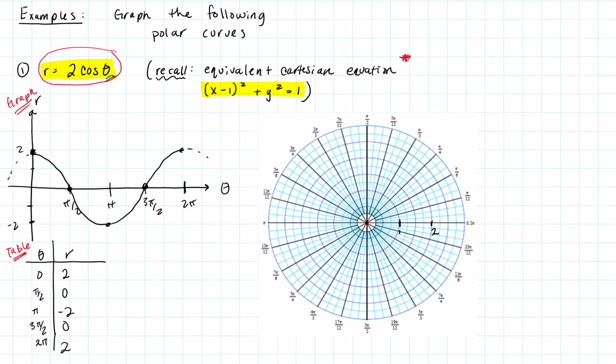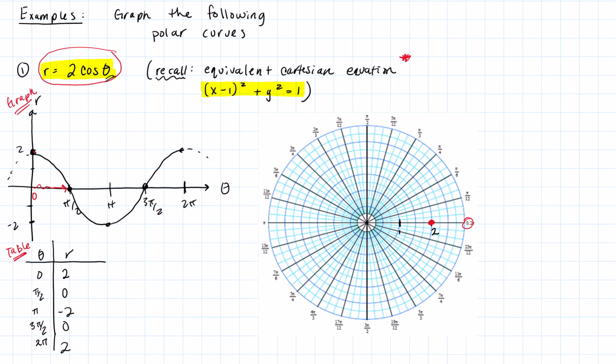So I like the graph, though, because it gives me that real image of what's happening in between 0 and pi over 2, for instance. So we're going to start our angle over here at 0, and we're going to increase the angle and plot points as we go. So at 0, we are at 2. So we're plotting the point right there with a radius of 2 and an angle of rotation of 0 from the positive x-axis. So we're going to be at 2.